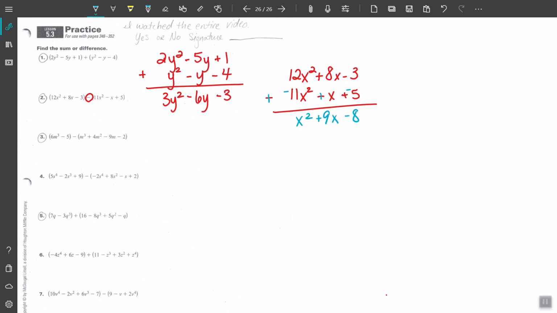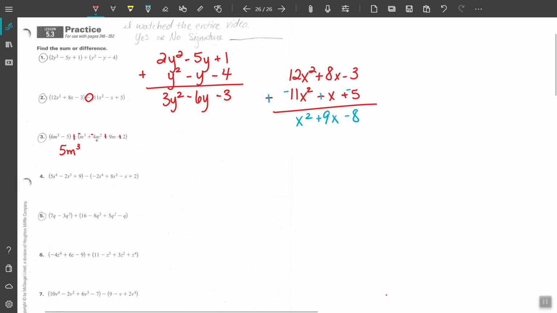Now, we can do the same thing without rewriting these polynomials vertically on top of each other. We can do that like in number three. We can just change these signs. Right here you've got this different sign, and then we know that everything after that is going to change signs. So you can do it like that, and then mentally sort these two polynomials into like terms. So we have a 6m^3 over here and a negative m^3 on this side. So those two will add to give us 5m to the third.